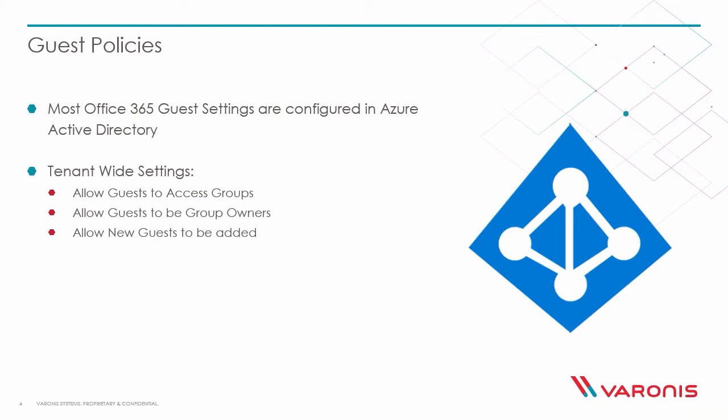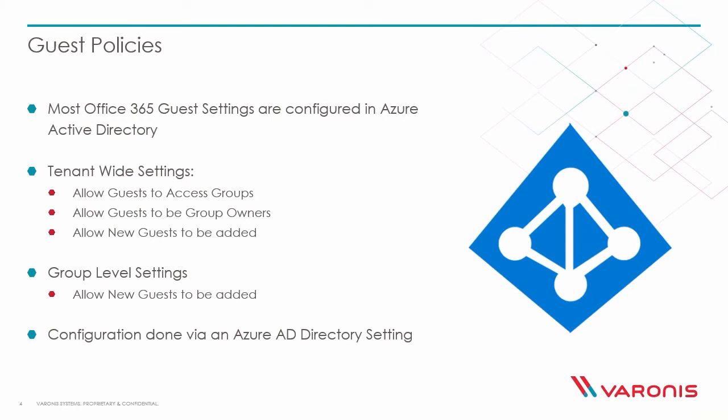This is really useful if you're just starting to add a governance policy to your groups and you realize that some departments are already using it, but you just want to block it while you have that proper governance in place without blocking the productivity of the current users. So this can really be an interesting one in some cases. At the group level setting, you can configure if you want to allow new guests to be added or not. And like I said before, all of this configuration is done via an Azure AD directory setting.